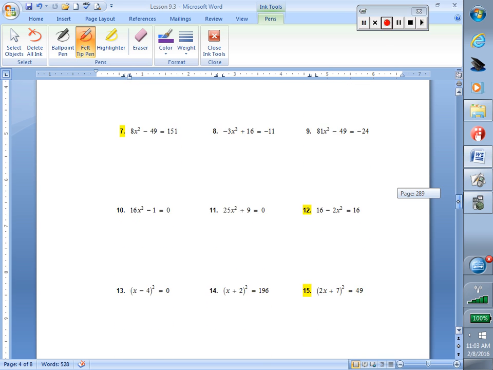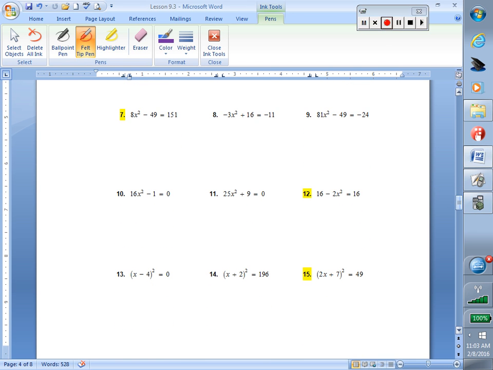So let's crank things up a notch. Let's look at number 7. Again, you have to get that squared term all by itself first. Now I know we're thinking right away, okay, so that means we're going to move the 49. Yes, we are going to move the 49. And then I get 8x squared equals 200.